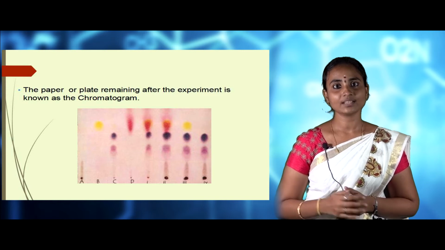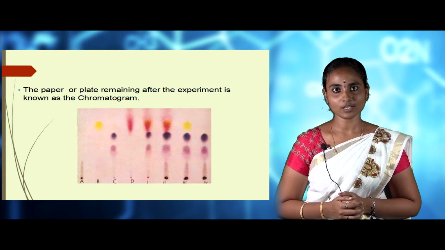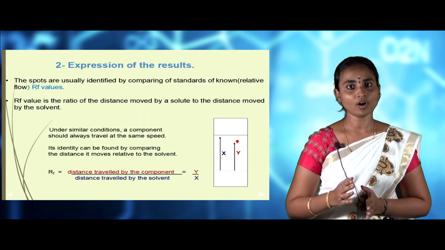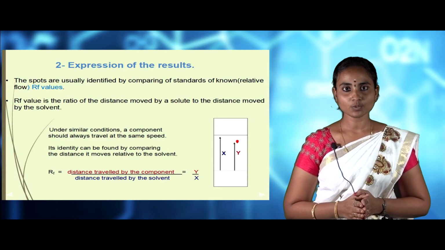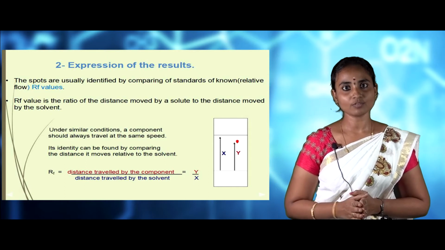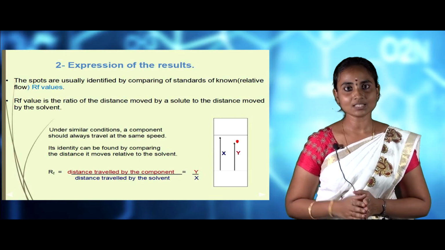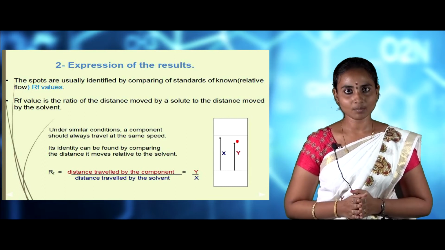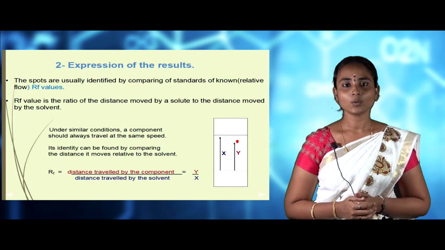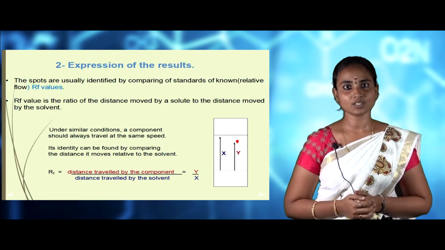The paper or plate remaining after the experiment is shown as a chromatogram. In this chromatogram, the different colors represent the different compounds that get separated based on their polarity with respect to time. After this, the spots can be expressed with the help of RF values. The spots are usually identified by comparing the known standard RF values of different compounds, where the RF value is the ratio of the distance travelled by the solute to the distance travelled by the solvent. Under similar conditions, a compound should always travel at the same speed, so its identity can be found by comparing the distance travelled relative to the solvent.